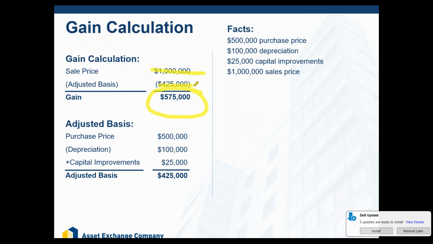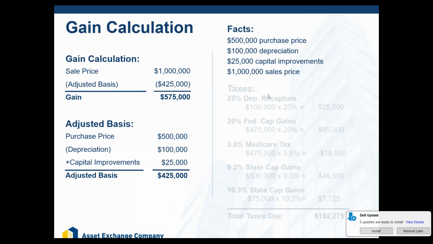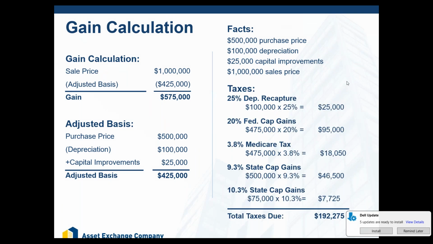Now, again, notice I do not mention or need to know how much debt you owe against this property. It is irrelevant. Okay, for tax purposes, we don't care how much debt you have. All we care about is what your sale price is and your basis. So with a $575,000 gain, your CPA is going to crunch the numbers, and using all of those taxes that I mentioned before, your depreciation recapture tax, your 20% federal capital gains tax, your Medicare tax, and your state tax, your CPA is going to tell you that you have a tax liability if you cash out of the property of almost $200,000.